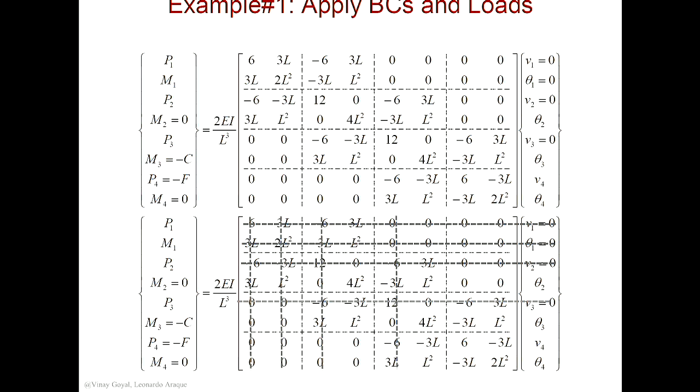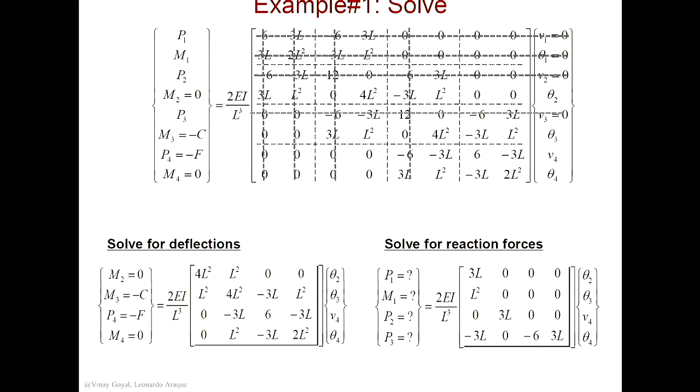Here on the left-hand side, I reduce the stiffness matrix. These are the only ones that are non-zero. You can solve here for the deflections, theta 2, theta 3, V4, and theta 4. And once you have this, you can get the reaction forces by plugging in these numbers.